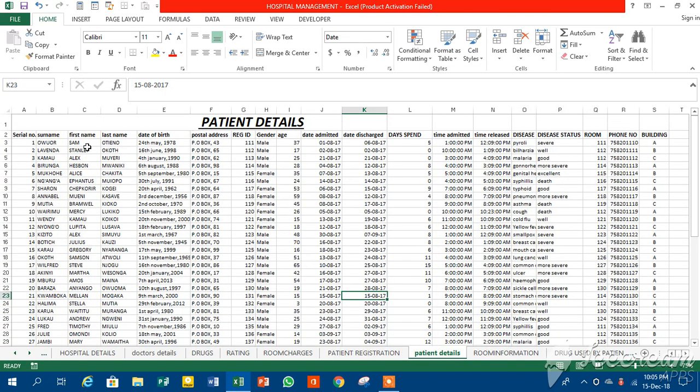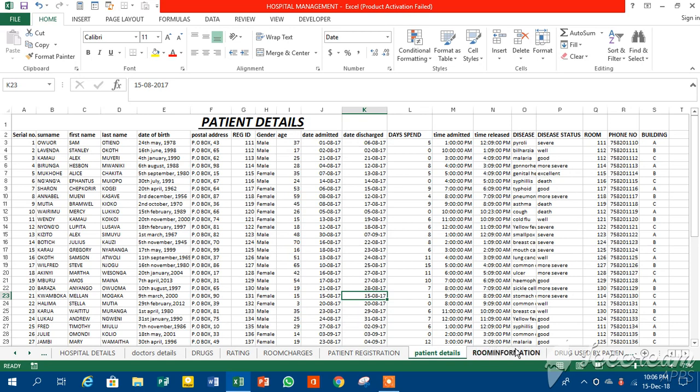Now, in this sheet, we have the general details of our patients. We have their names, their dates of birth, their postal address, the registration ID numbers, the gender, the age, admission date, and the date they were discharged, as well as the days spent, and also the time admitted, time released, the diseases in which the patients are suffering from, the disease status, that is, if the condition of the patient is severe, if it is well, if it is good, if the condition is more severe or excellent, or if the condition has led to death.